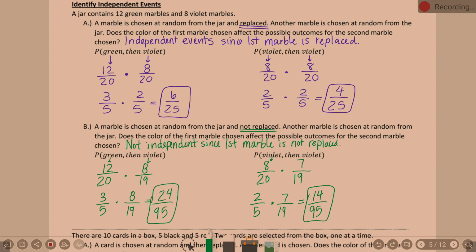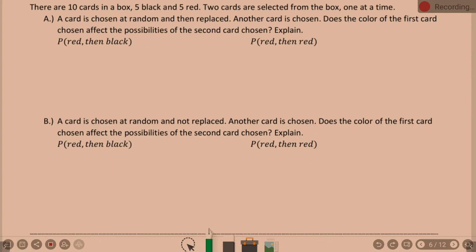Read carefully. They're not bad. You just have to read carefully. Okay. Go through the bottom set here. As you look at the bottom set, new scenario. There are 10 cards in a box, 5 black and 5 red. 2 cards are selected from the box, one at a time. In part A, a card is chosen at random and then replaced. Another card is chosen. Does the color of the first card chosen affect the possibilities of the second card chosen?